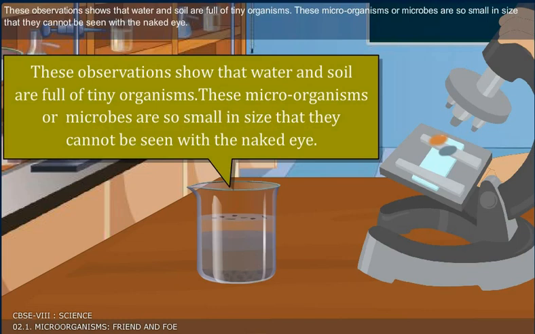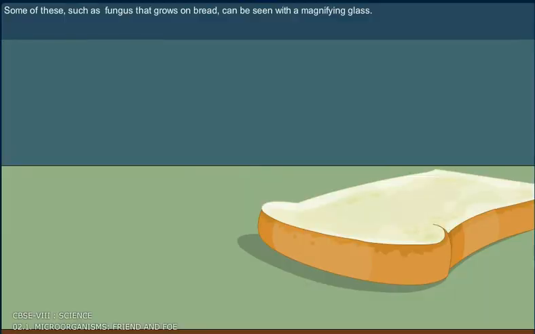These observations show that water and soil are full of tiny organisms. These microorganisms or microbes are so small in size that they cannot be seen with the naked eye. Some of these, such as the fungus that grows on bread, can be seen with a magnifying glass.